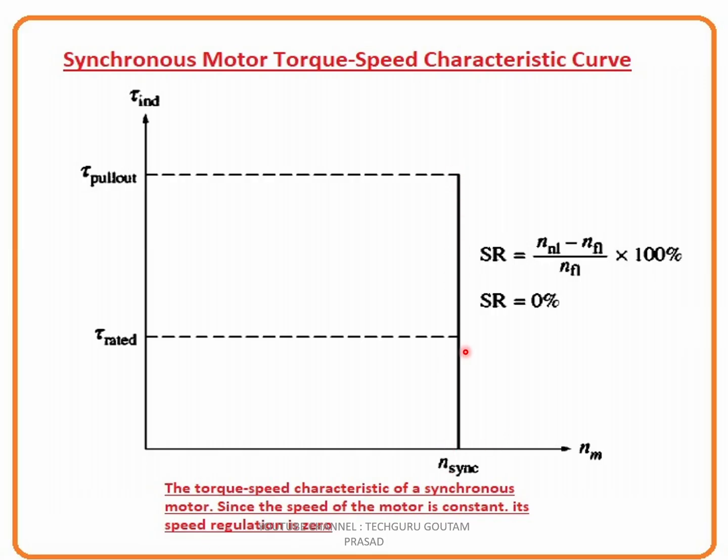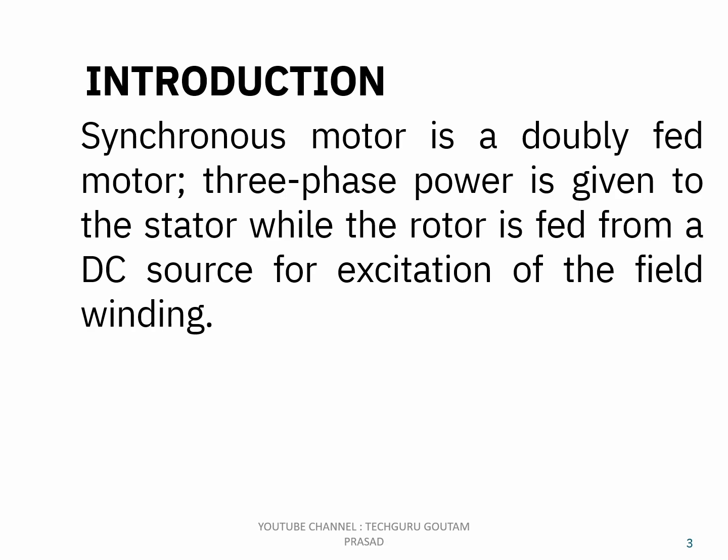As you can see here, this is the line of the constant speed, and this is the rated torque line, and this is the pull-out torque line. Pull-out torque is a torque where this motor pulls out of synchronism and stalls. Basically, it stops running. So, friends, synchronous motor is a doubly fed motor. Three-phase supply is given to the stator of the synchronous motor, while the rotor is fed from DC source for excitation of the field winding.